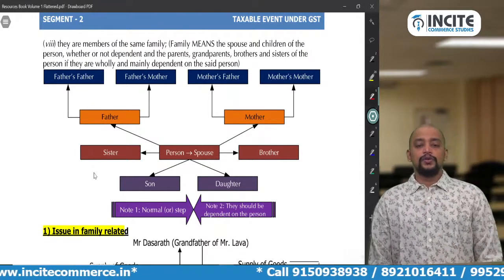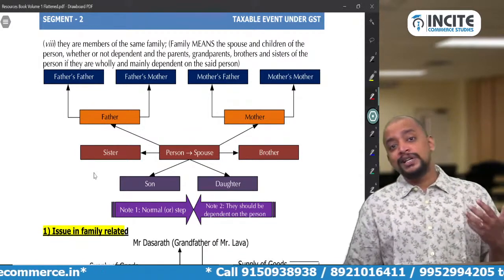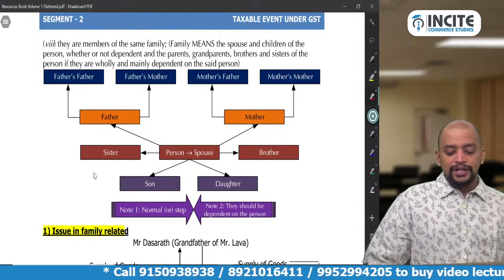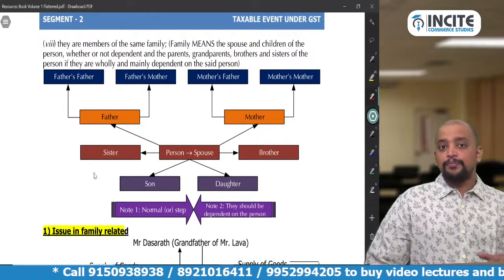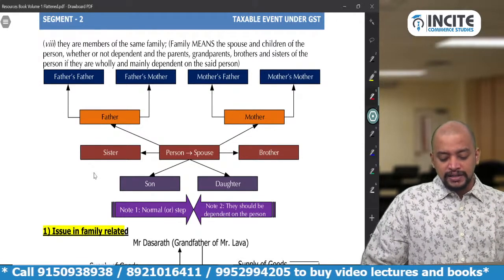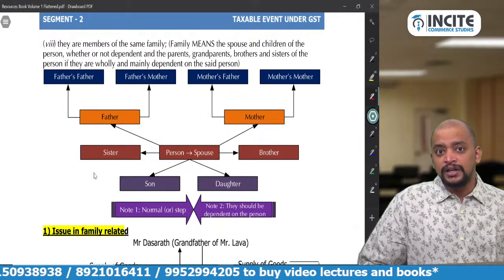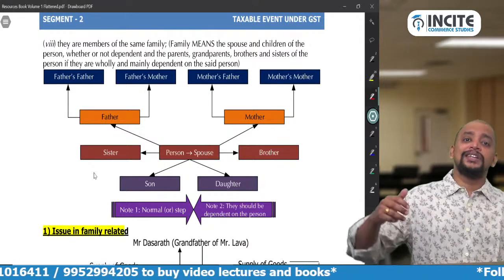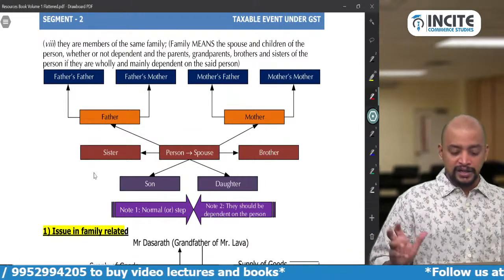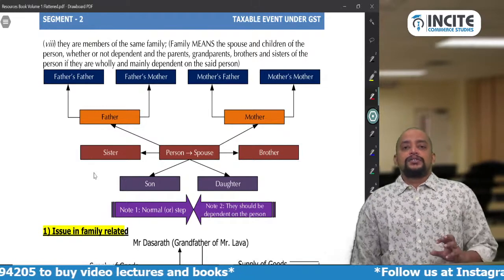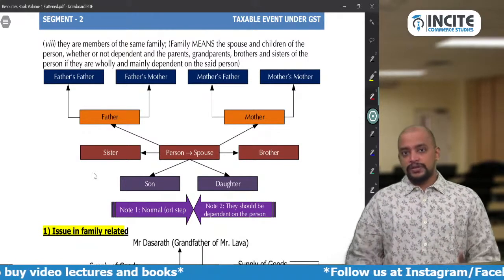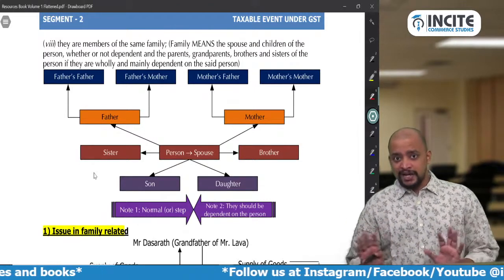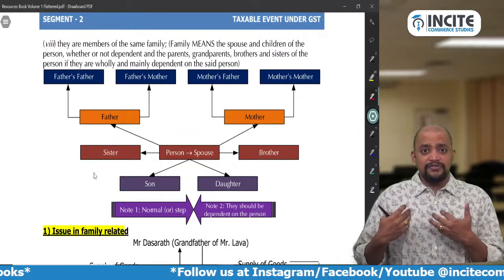Okay. So who will be taken as family? Spouse and children of the person, whether or not dependent. Then parents, grandparents, brothers and sisters of the person, if they are wholly and mainly dependent on the said person. You understood what I am telling? So therefore, for a person, his spouse and children, they need not be dependent. They will always be treated as family.